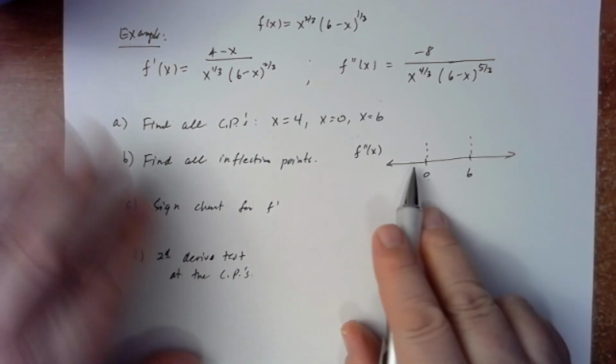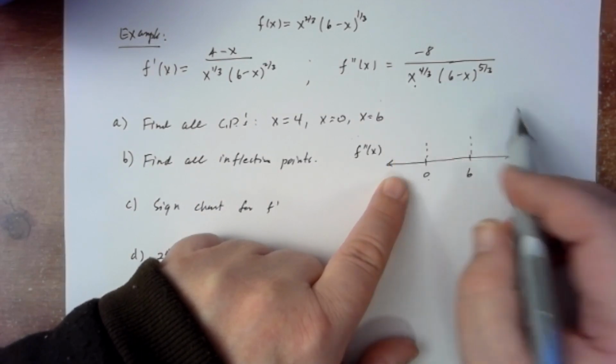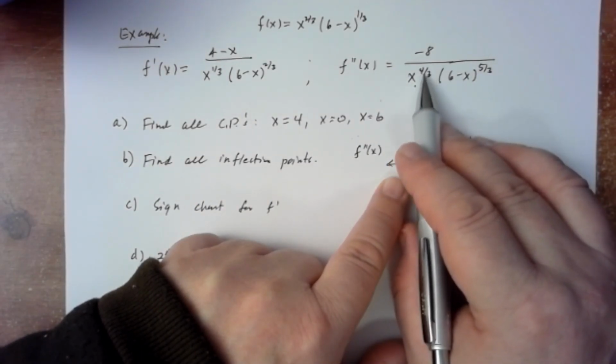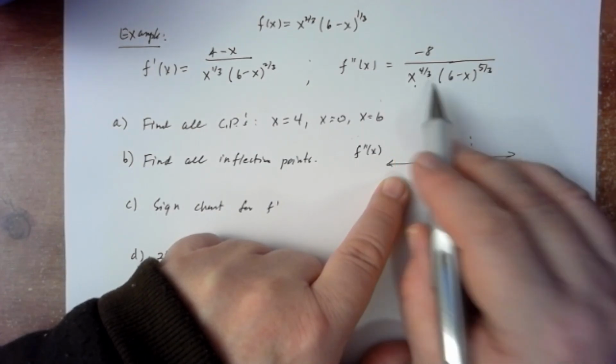Good. Now if we plug in a negative number here, a negative number to the 4/3 power, remember that you're going to take that to the 4th power and then take the cube root. So that will be a positive number.